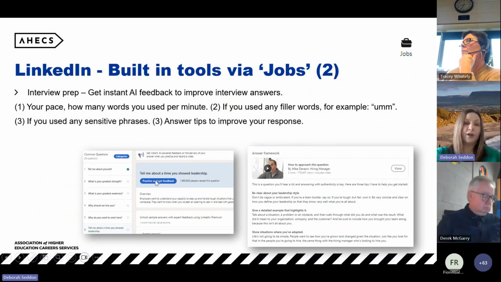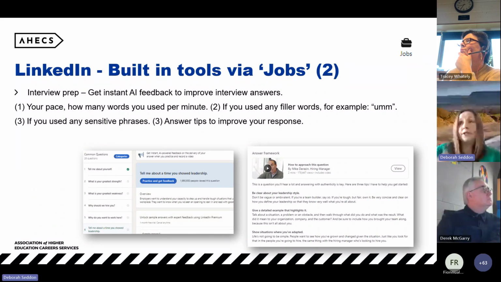And I always encourage them to go and click onto the practice and get feedback feature, where they can choose to either practice type in a potential answer, which they might want to do as a starting point. But ultimately, what I would be encouraging students to do is to use the video practice feature, where they can choose to deliver an answer on any of the questions within this particular aspect of the LinkedIn platform.